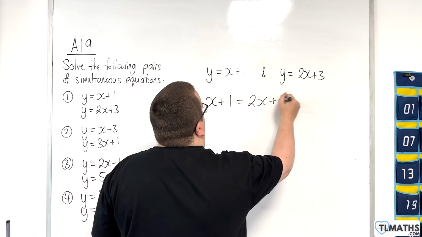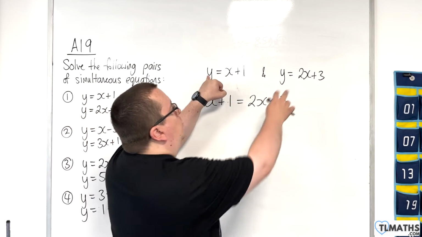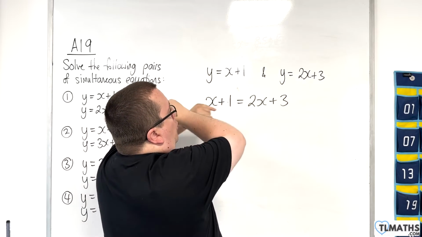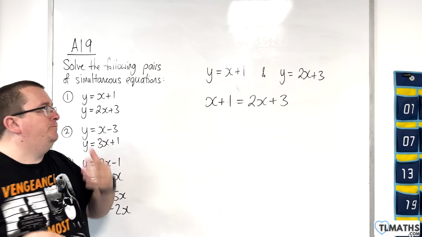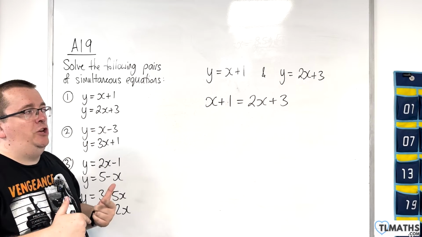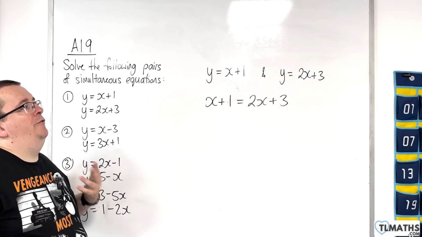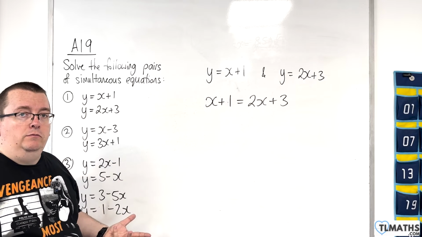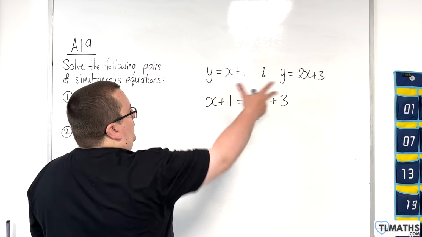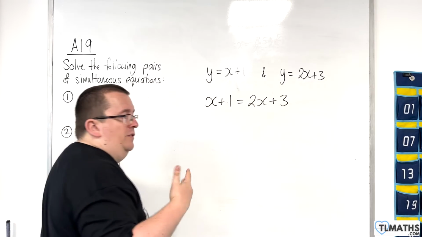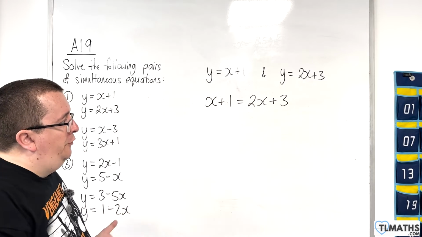Essentially, you can see it as replacing this y with the 2x plus 3, or vice versa, replacing that y with the x plus 1. You are essentially substituting one equation into the other. So some might refer to this as the substitution method. So, putting one equal to the other, you can think of it just like that, if you like. So then we have this equation. Now we need to solve this equation.